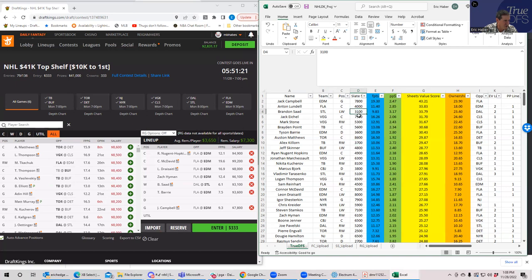What other cheapos are there? You could go back to Lundell if you don't want to play Campbell. But again, as you're seeing, it becomes very useful to save money at goalie. Then you have Engvall at 2,500. So there are cheapos that you can play.